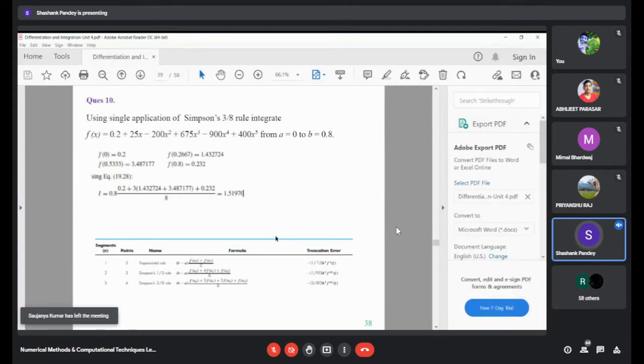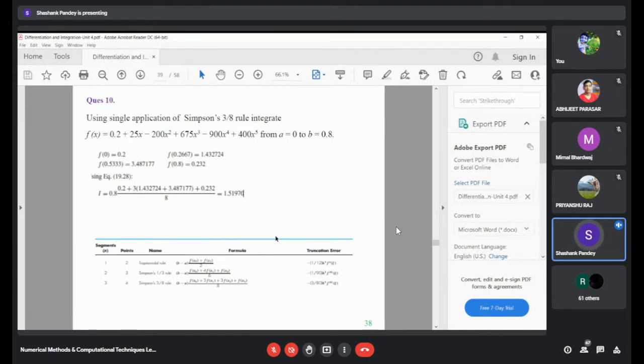You see this interval has been divided into three parts, and four values need to be obtained, that is f of 0, and the value of the function at this point 0.2667, and similarly at this point 0.5333 and 0.8. So we have multiplied the extreme values with coefficient 1. However, for the inner points we have multiplied the function value with 3. So this is all about the Simpson's 3/8 rule.